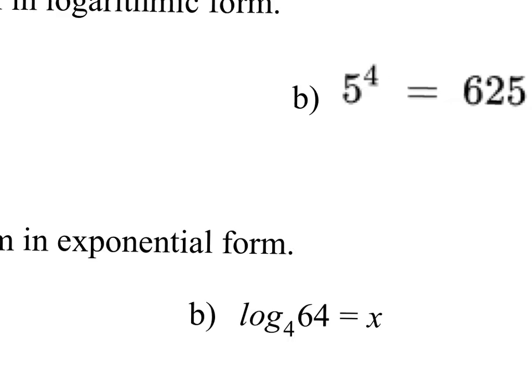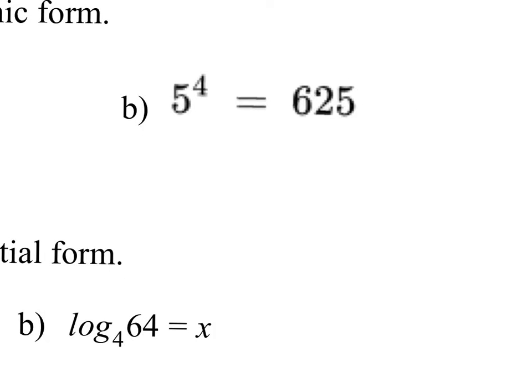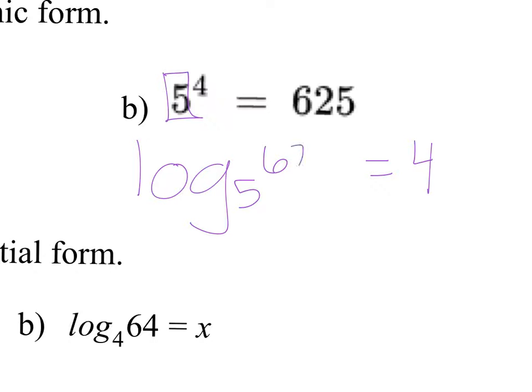If we look at this other one, my base here again is 5. So I have base 5, so that means log base 5. The 4 is with the 5 here, so it's going to be equal to 4. The base gets split up when you change from exponential to log. So it'll be log base 5 of 625 is equal to 4.